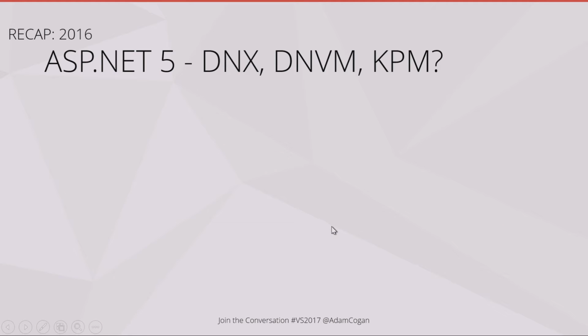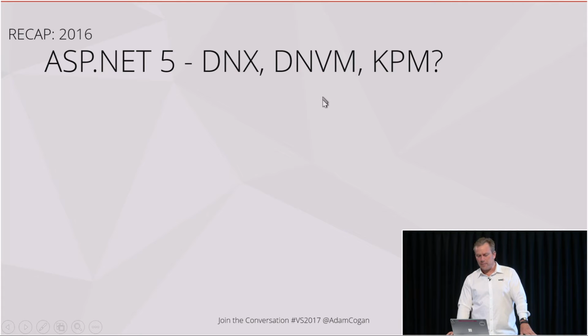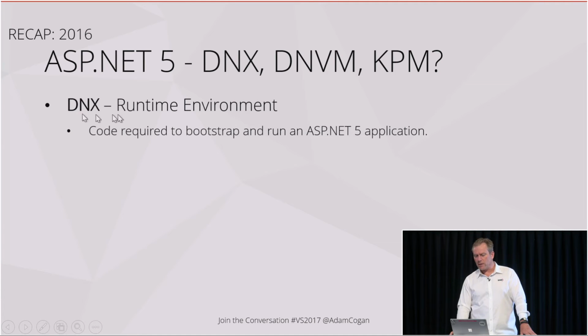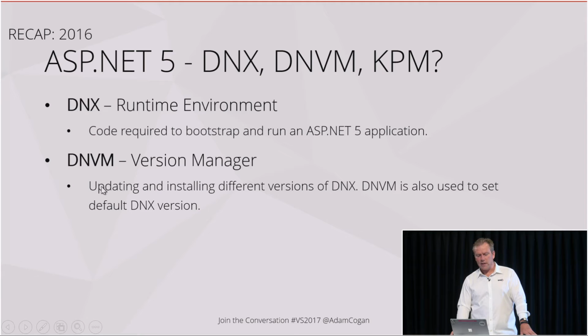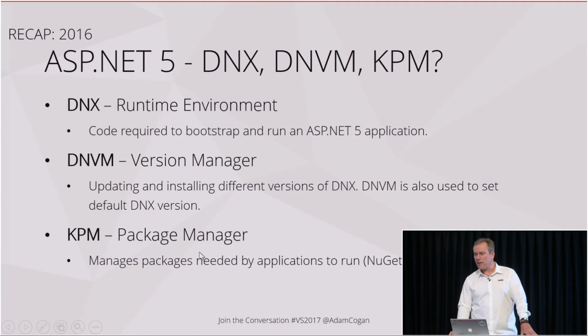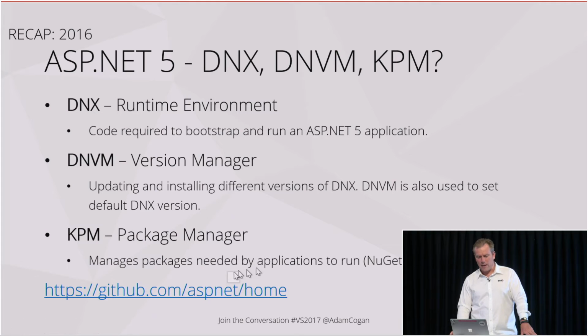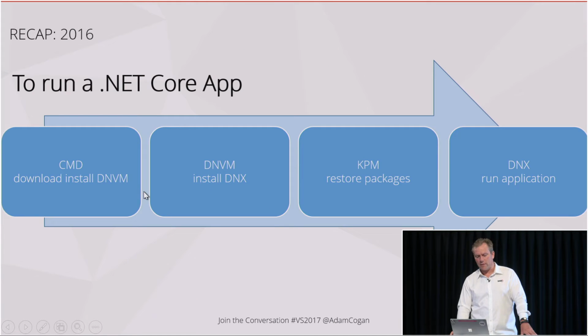Also, last year I told everyone about these DNX, DNVM, KPM, all this infrastructure of running a .NET Core project. So you need a runtime, that's called DNX. You need a version manager, DNVM. And you need a package manager to go and grab all the packages, that's KPM. Can you remember that? All right, so if you watched GitHub, you would see that this was all very transparent. They were making major modifications as we were going along, and we saw this get renamed. So what did we have? You'd download the DNVM, you'd install the DNX, you'd restore your packages with KPM, and then you'd use DNX to run the app.